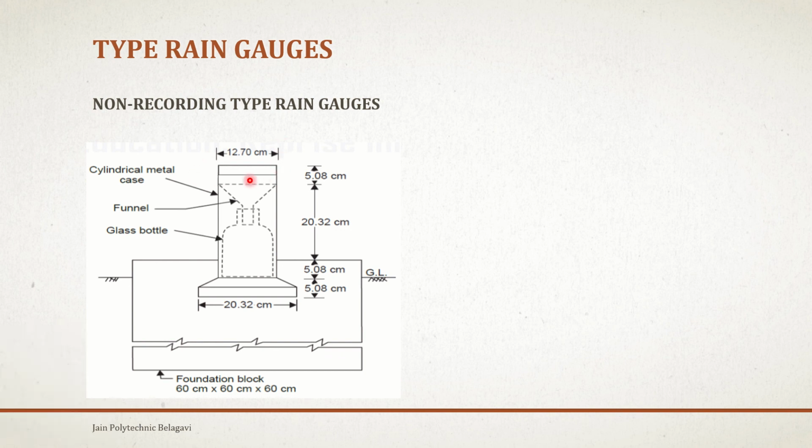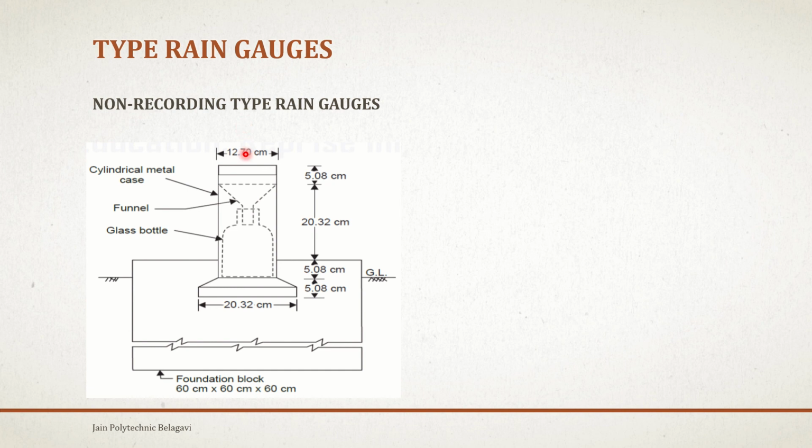This portion is the opening for the water to enter, and wherever we place the rain gauge, it should be seen that the water is falling vertically downwards only. It is not inclined, or coming from the sides. The water must enter the container or the case in a vertical way only, perpendicular to that surface.